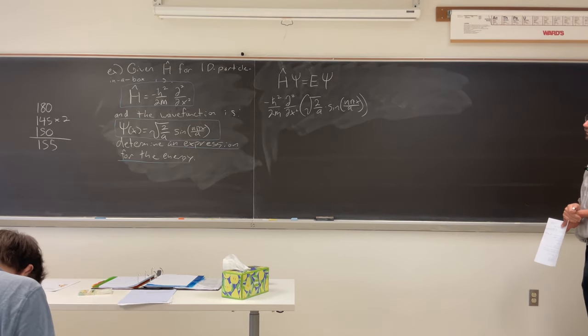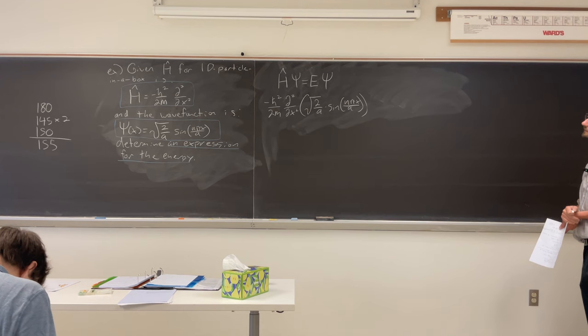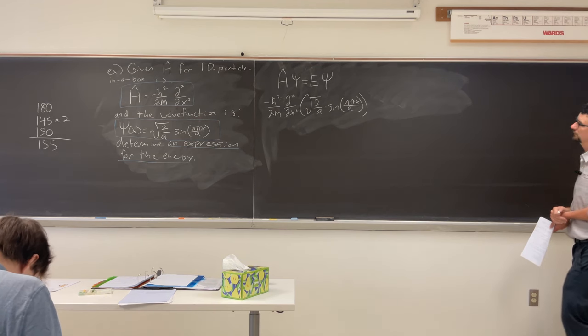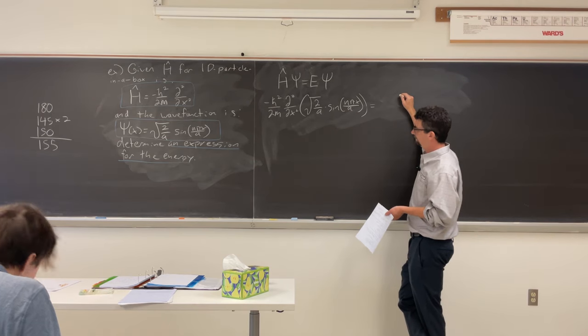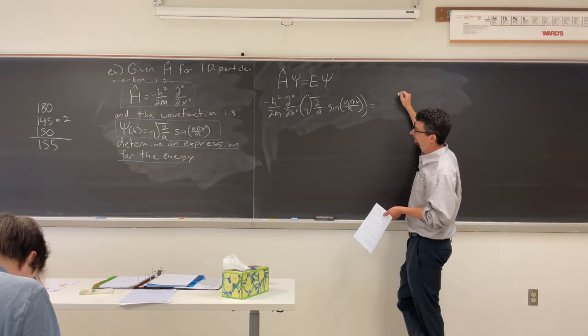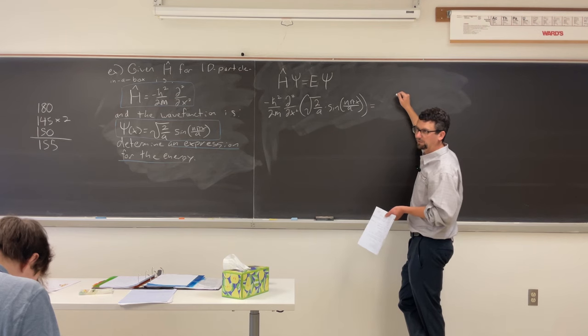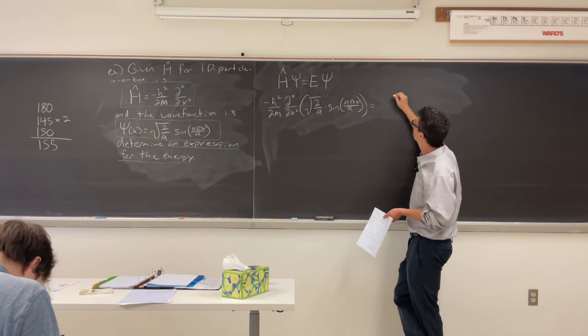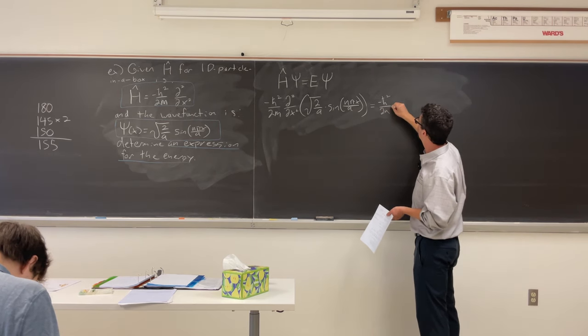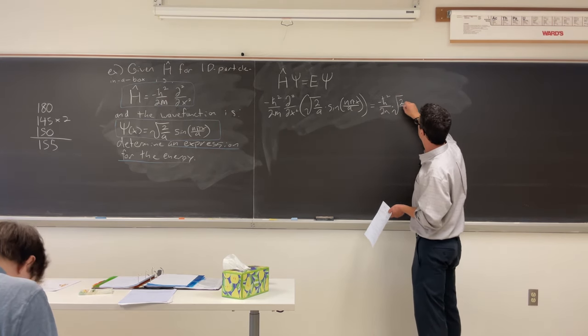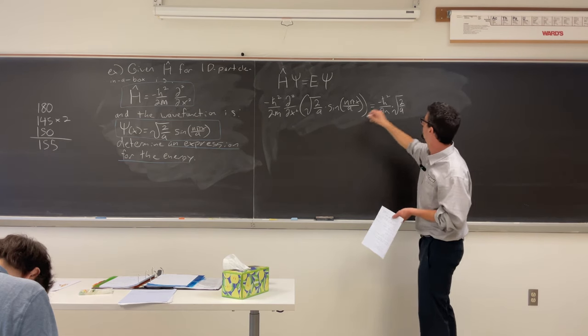How do you suggest we go forward with this? Second partial. Yep, so we'll do the first one. Can we pull anything out to make our lives easier? Yeah, we can get the square root of 2. Yeah, that's what I would do. Pull out that square root 2 over a. Then we have to take the derivative.